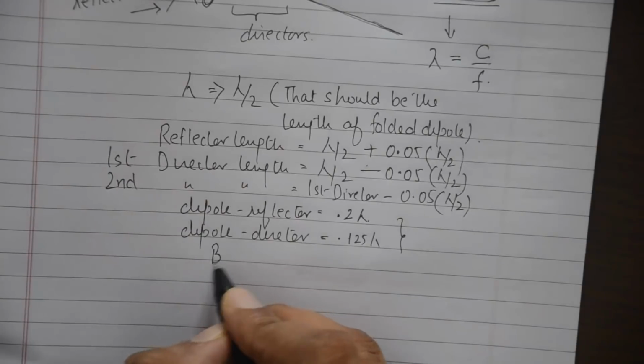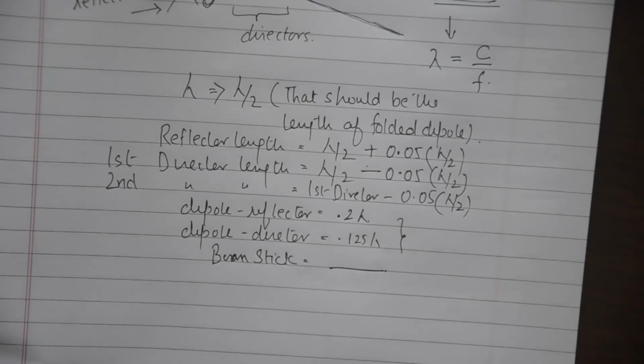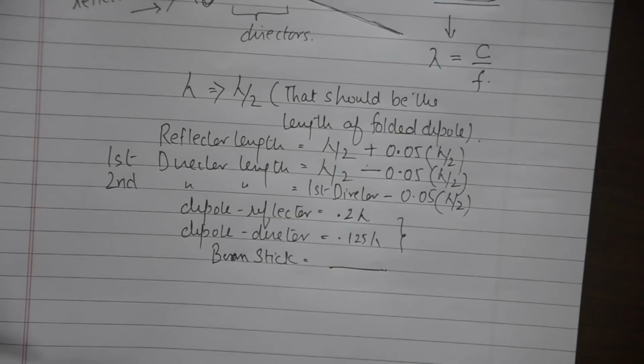And similarly, the boomstick should have a maximum length which is specified by another formula. And once you calculate all these lengths, which are directly calculable from the frequency, you can easily design the Yagi Uda antenna. However, today we do not use manual work for the calculation of the lengths. We have Yagi Uda calculators, which are Windows or Linux based applications that do all the work.